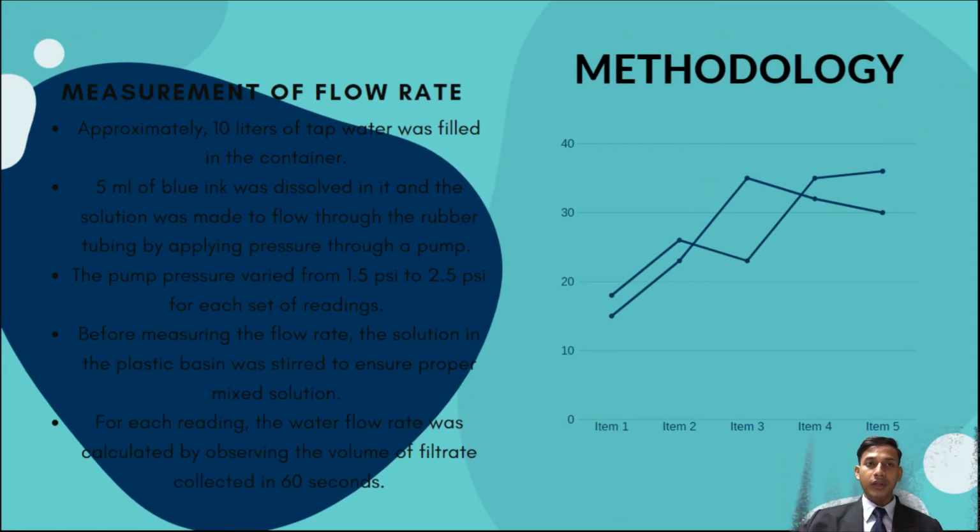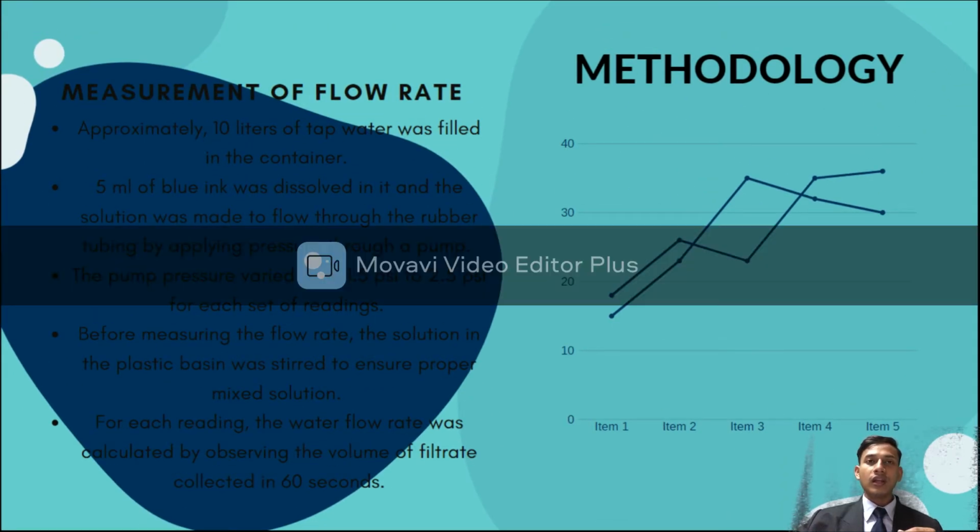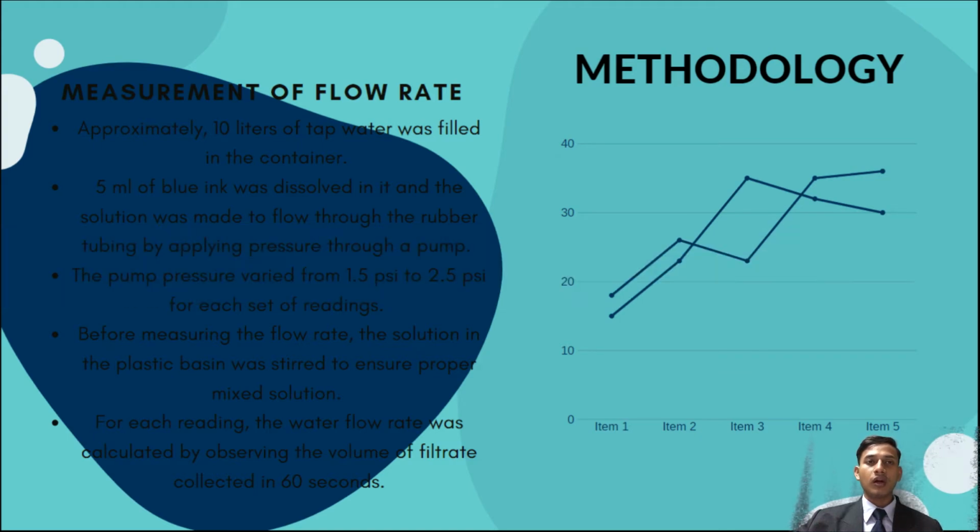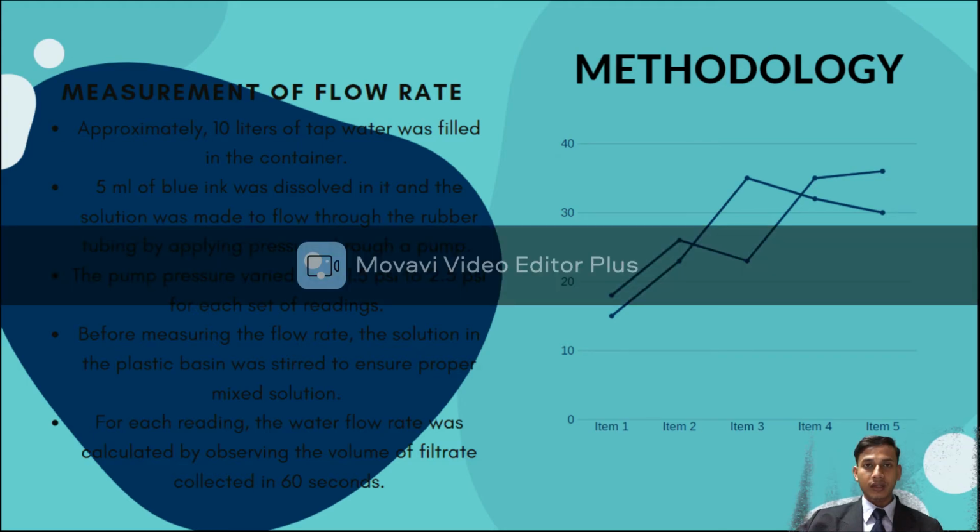Measurement of flow rate. Approximately 10 liters of tap water was filled in the container. 5 ml of blue ink was dissolved in it, and the solution was made to flow through the rubber tubing by applying pressure through a pump. The pump pressure varied from 1.5 pounds per square inch to 2.5 pounds per square inch for each set of readings.